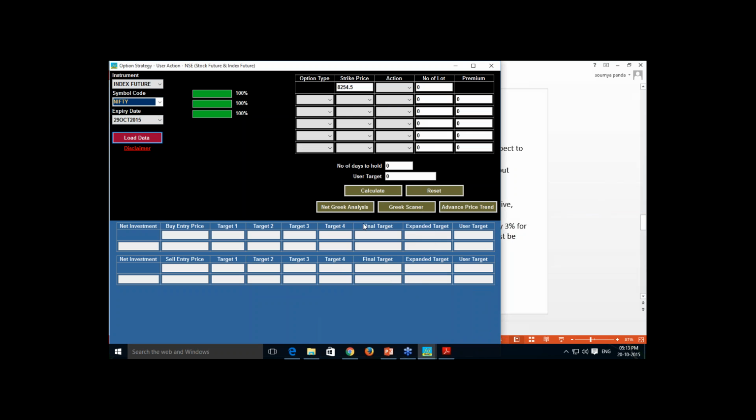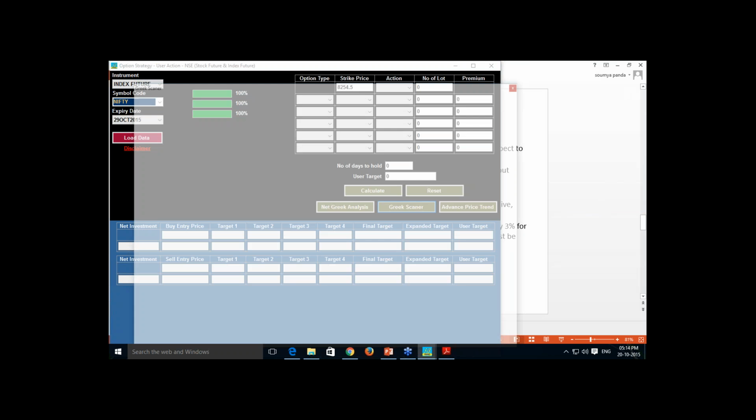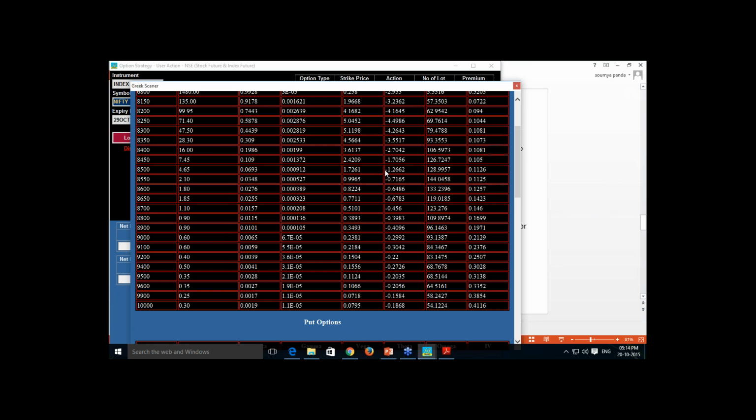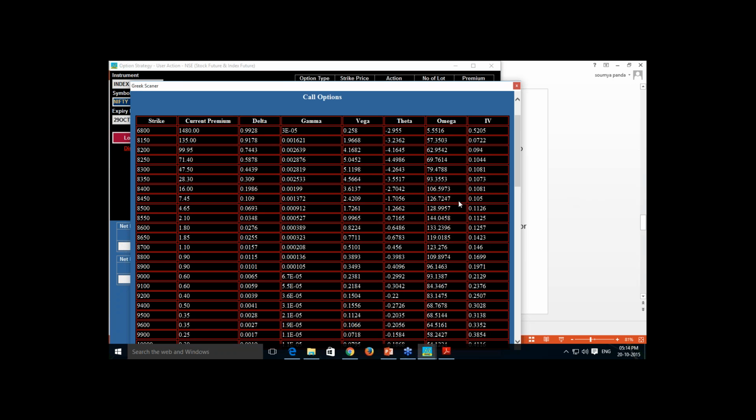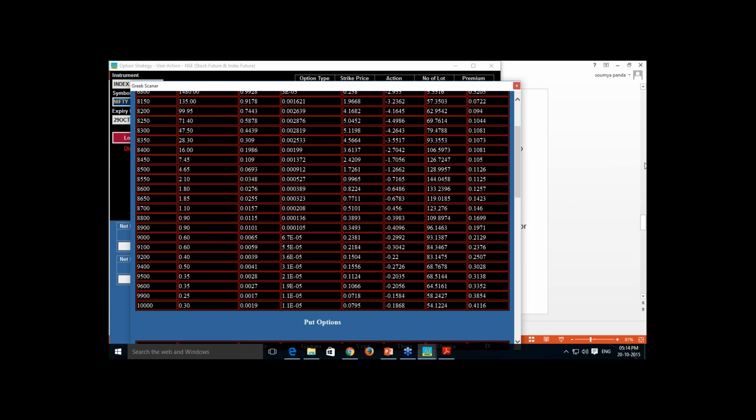So here I have taken the Nifty and I am going to the Greek scanner. Here I will get which strike option is trading at what Greek. So this is the delta neutral strategy we are going to form. Here the 8,300 call option is quoting at a price of 47, whereas its delta is 0.44, meaning for each 1% rise in the Nifty, a 44% rise is expected on the 8,300 call option.